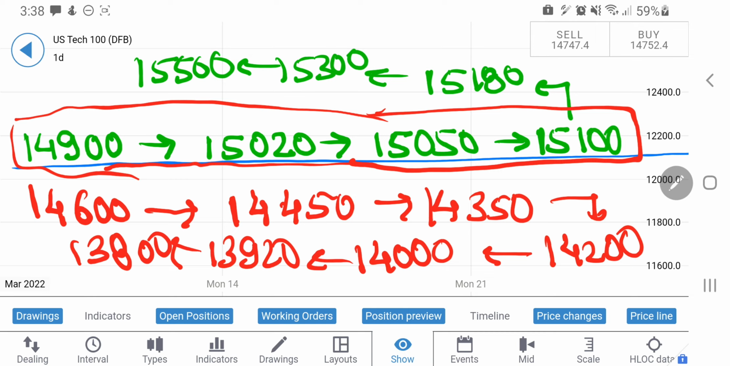And yes, any rise beyond 15,100, you can expect that it is going to give a stronger rise towards 15,400, 15,500, 600 zone can also be expected. So take your positions accordingly.